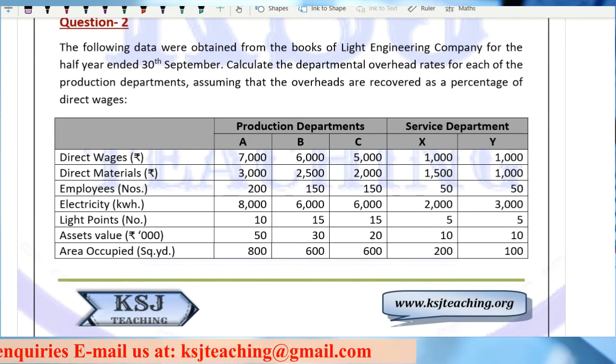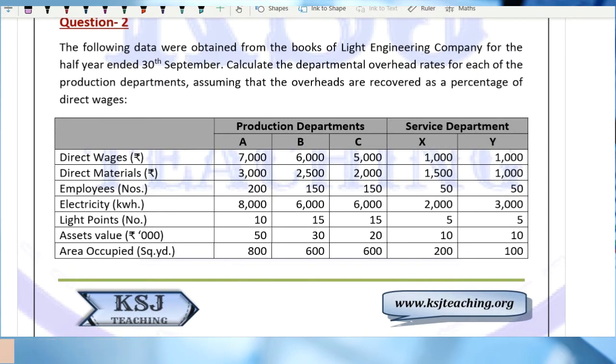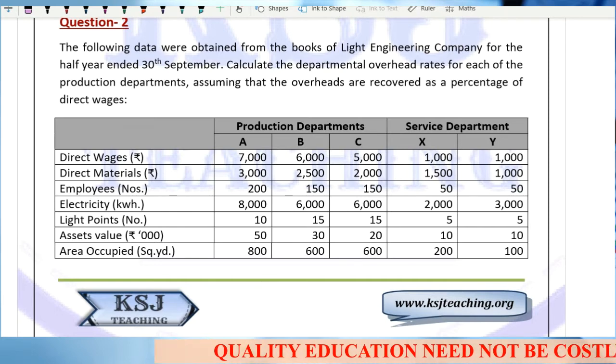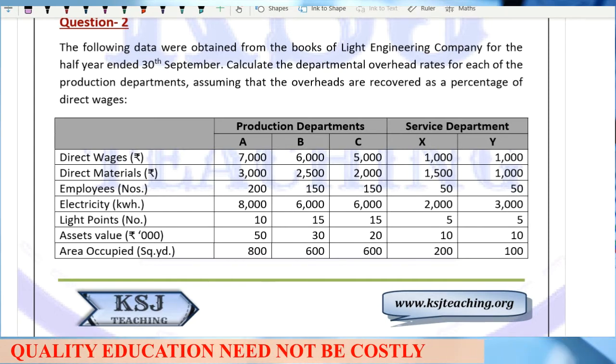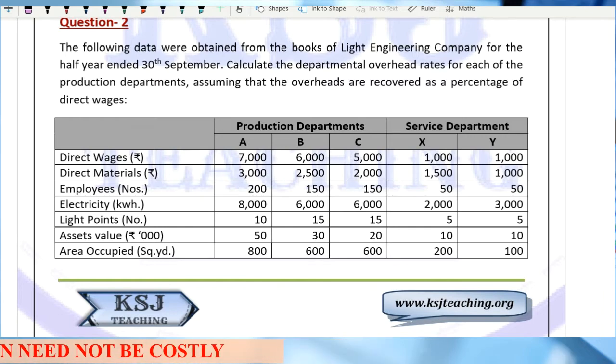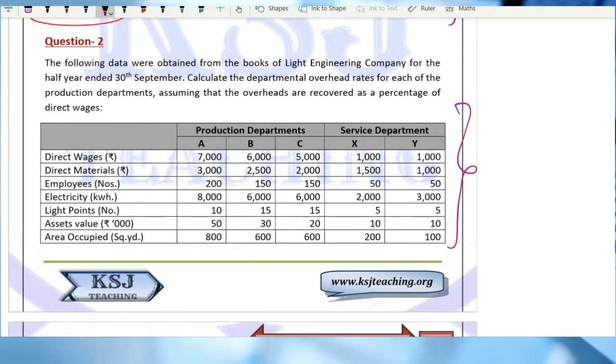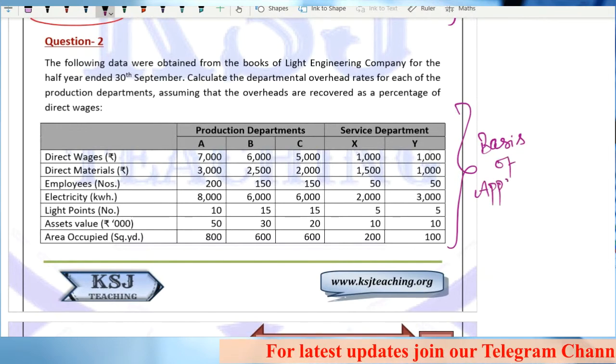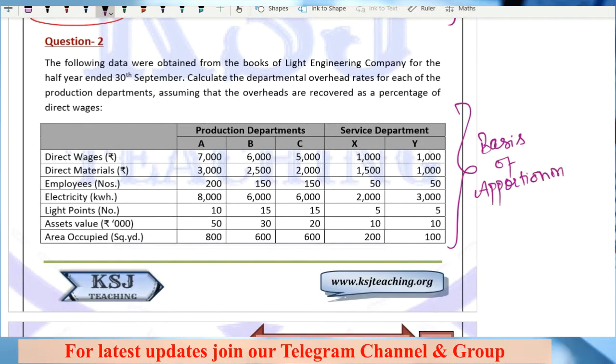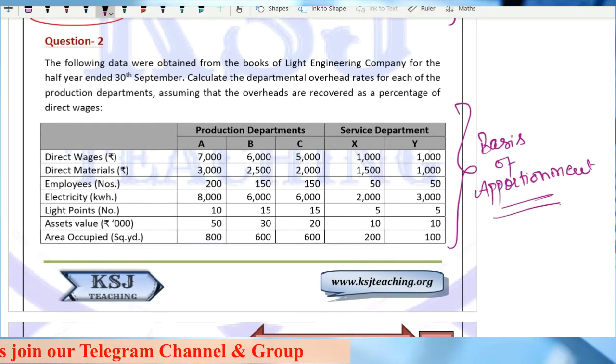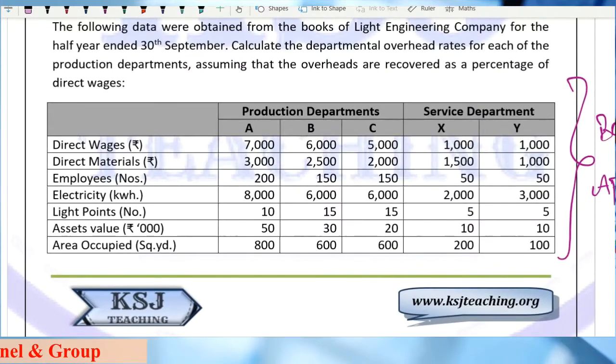We have 3 production departments A, B and C and 2 service departments X and Y. Certain data is given: direct wages, direct material, number of employees working in each department, electricity in each department, light points, that is how many switch points are there for the light, asset value, and area occupied. From this information you must have judged that this is going to serve as the basis of apportionment. Right, so this is going to be the basis of apportionment.